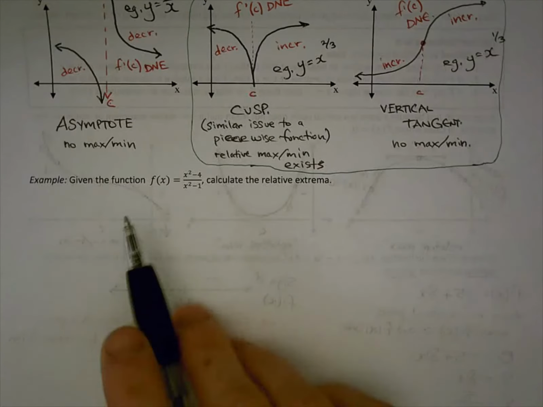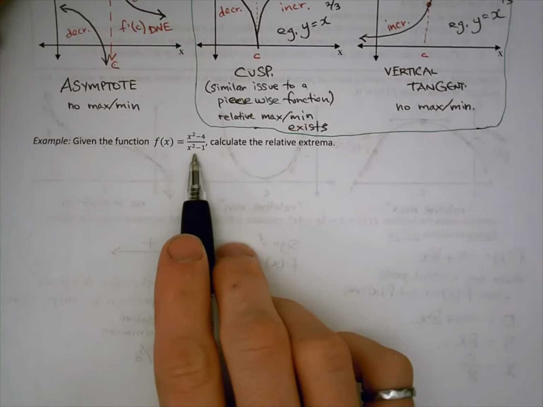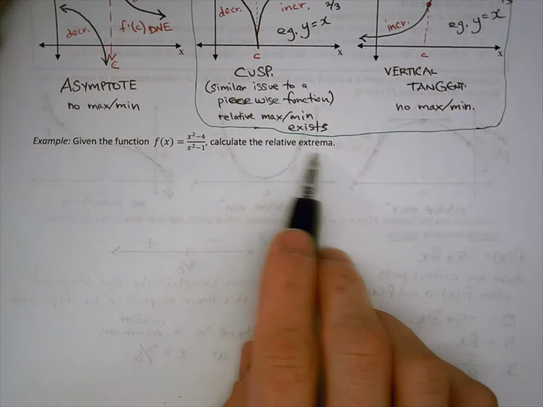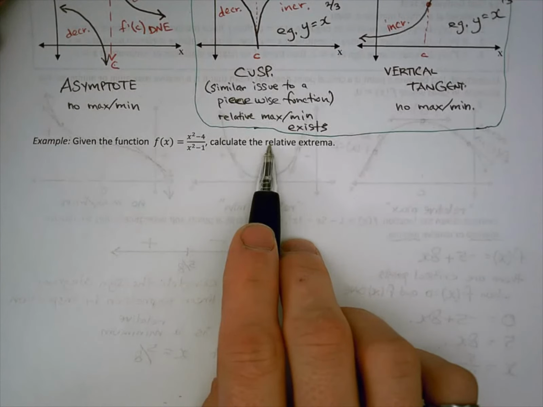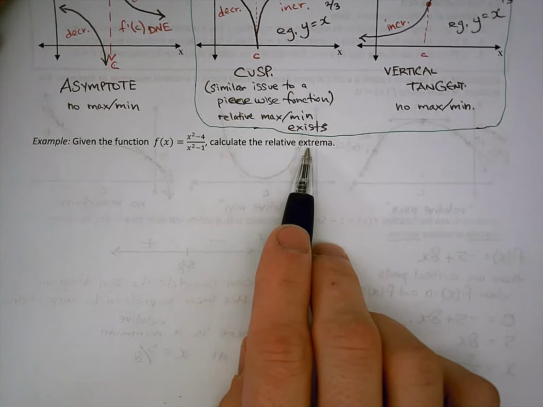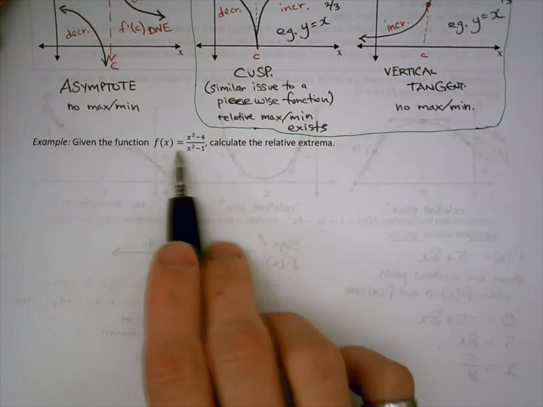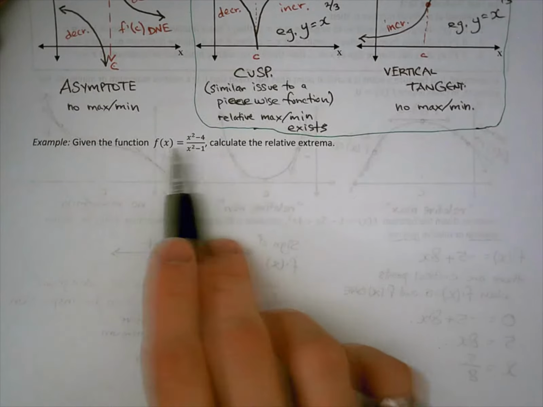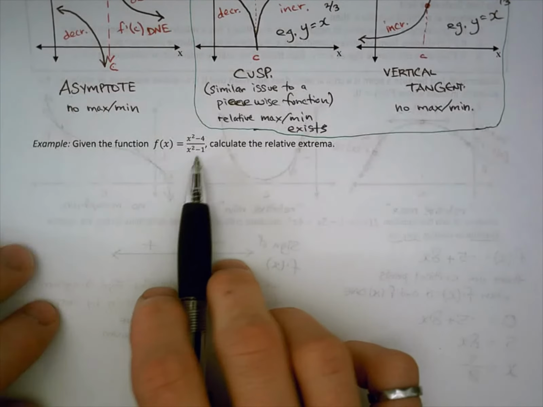Okay, with that in mind, let's go to our final example. Given the function f of x equals x squared minus 4 over x squared minus 1, calculate the relative extrema. Now remember, relative, local, that means kind of the peaks and valleys we're looking for. Extrema means max or min point. And this is a rational function. So we know there are some x values for which this function doesn't exist and the derivative doesn't exist. So let's take a look at this.